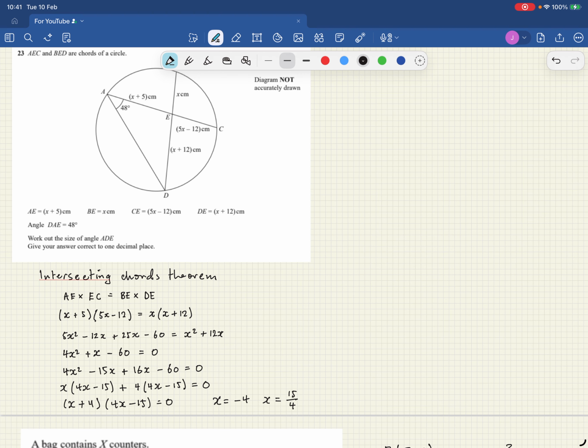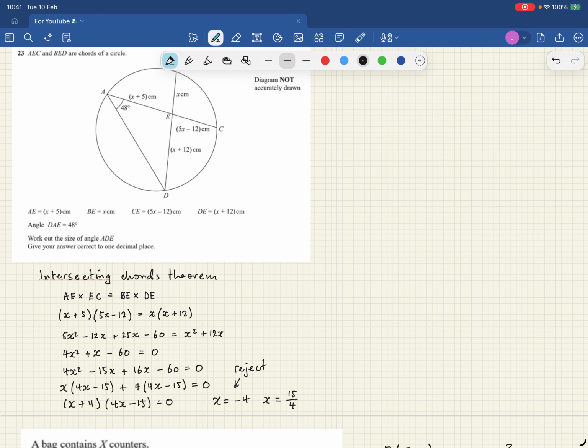So I've got two possible values for x. And looking at the question, it doesn't make sense for x to have a negative value, I don't think, because this can't be a negative distance. I mean, we're talking about centimetres here. This is a real world situation with a circle. So I can, at this point, reject this one here. And I'll just write reject here.